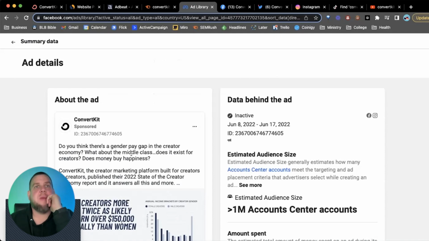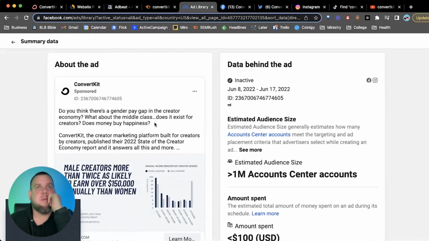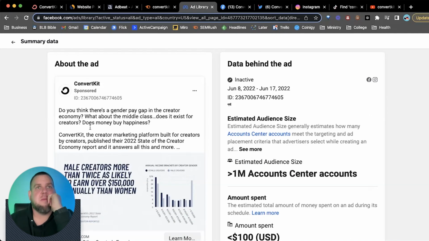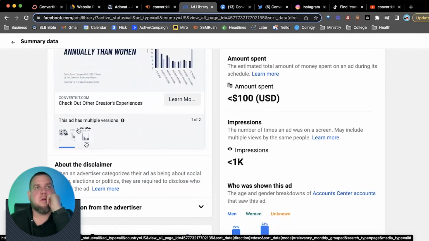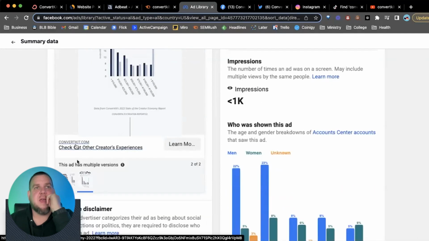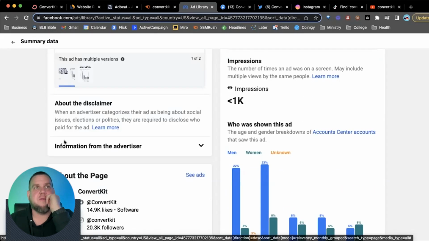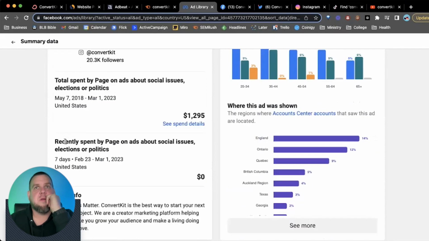Do you think there's a gender pay gap in the creator economy? What about the middle class? Does it exist for creators? Does money buy happiness? Okay. So appealing to some people's political interests. Here we've got two different versions of the ad. So they're split testing a couple of different versions. Smart.